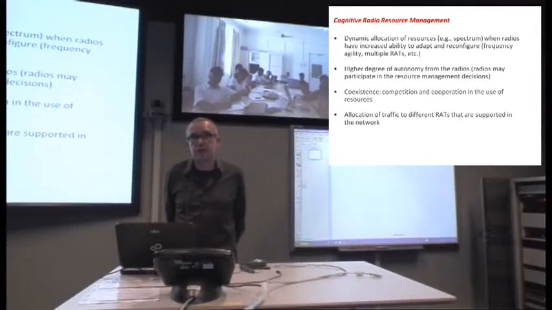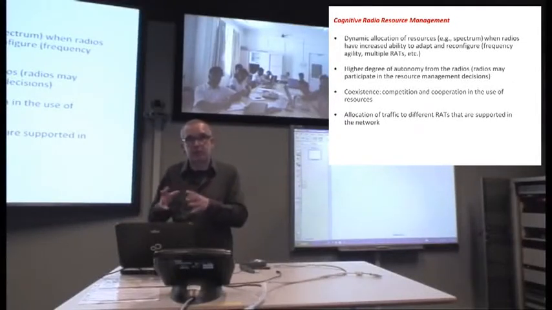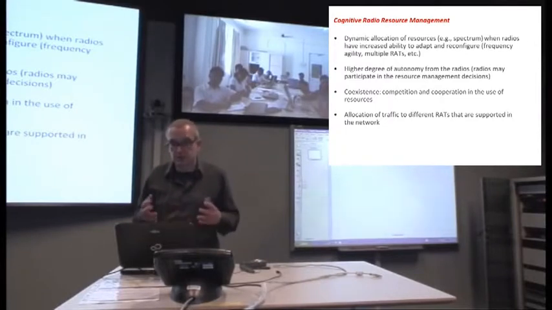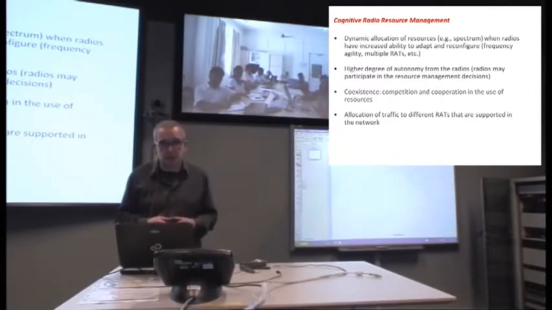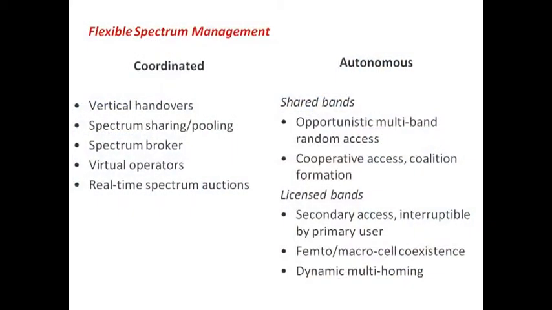To take advantage of that and assign traffic to these different radio access technologies, that becomes a cognitive radio resource management problem as well. A lot of the examples that I'm going to give are going to be in the context of dynamic spectrum access or flexible management of spectrum, because that has gotten the most attention from the cognitive radio and cognitive network community. So when we're talking about flexible spectrum management, that can be done in a coordinated or autonomous way.